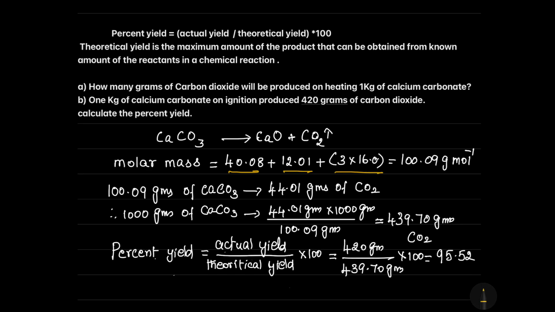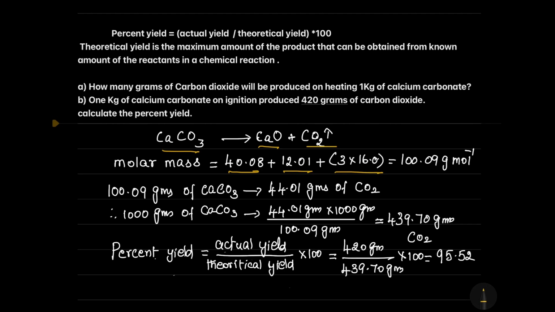Part A of the problem. How many grams of carbon dioxide will be produced on heating 1 kilogram of calcium carbonate? Calcium carbonate on heating, that is, 1 mole of calcium carbonate on heating gives 1 mole of calcium oxide and 1 mole of carbon dioxide. The first step is to calculate the molar mass of calcium carbonate. This is obtained by adding atomic masses of 1 calcium atom, 1 carbon atom and 3 oxygen atoms.